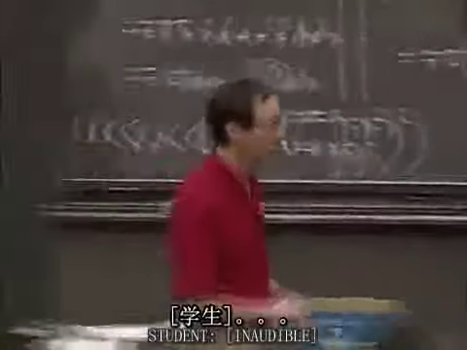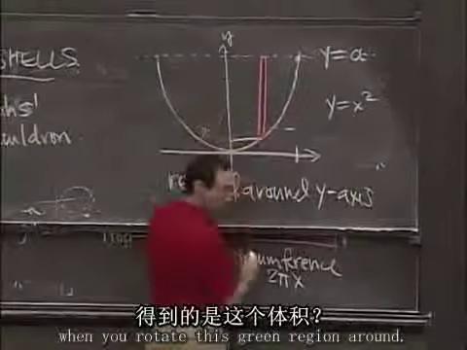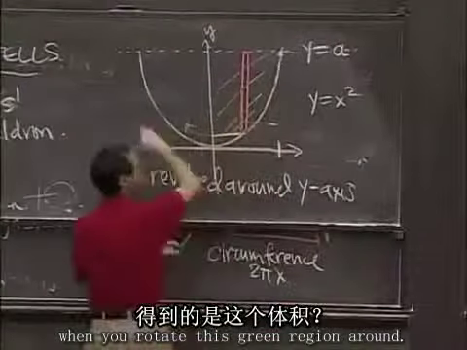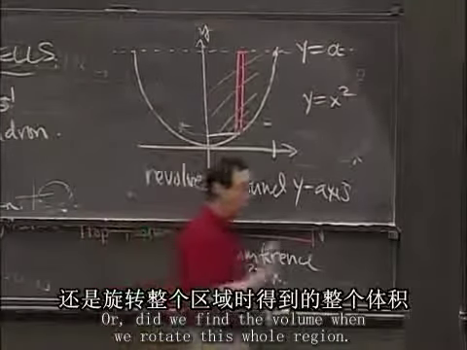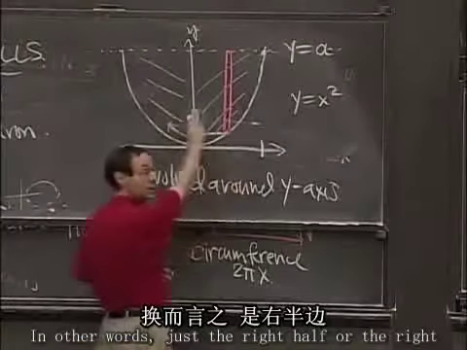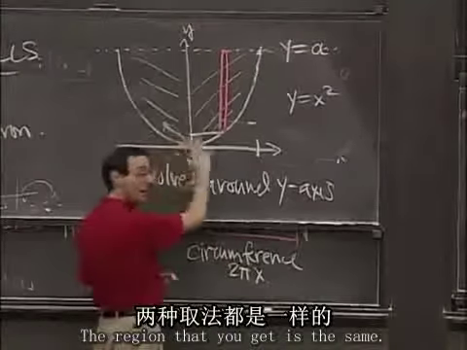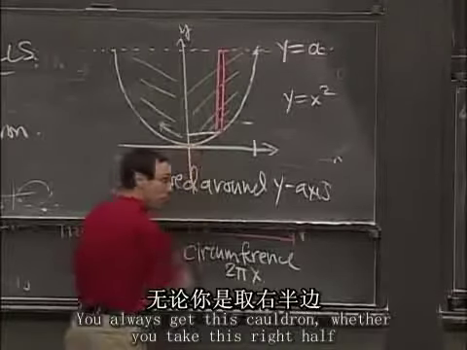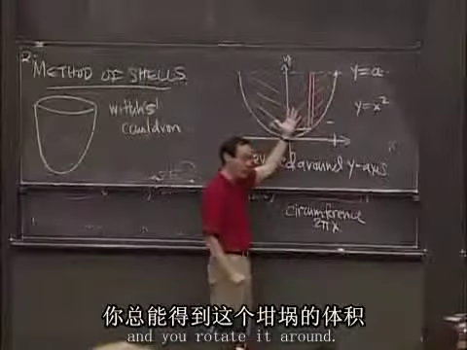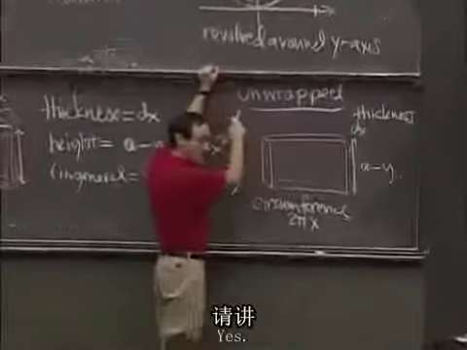Yeah, another question. The question is, did we just find the volume when you rotate this green region around, or did we find the volume when we rotate this whole region? In other words, just the right half or the right and the left half? The answer is both. The region that you get is the same. You always get this cauldron, whether you take this right half and you rotate it around, or you take both and you rotate it around. Okay, so the answer to both of those questions is the same, and it's this.